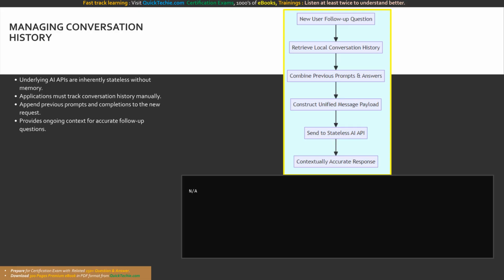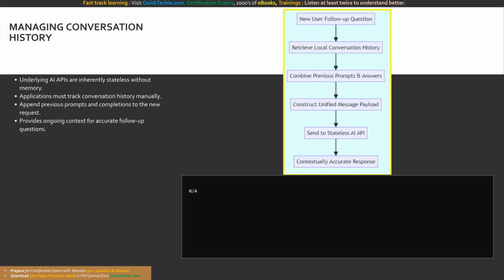To solve this, your client application code must programmatically bundle your new question together with the previous prompts and the model's previous responses, creating one massive, comprehensive payload. By passing this entire chronological sequence back to the model, you provide the critical historical context required for the AI to understand that your question about privacy risks is directly related to the earlier topic of enterprise generative AI adoption.